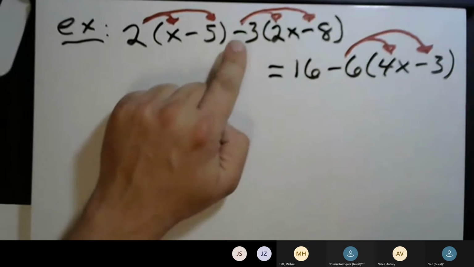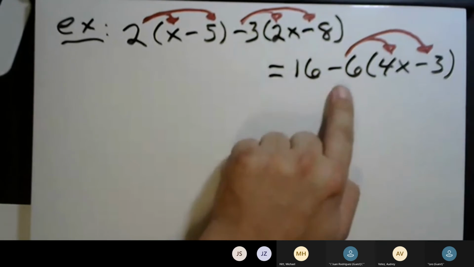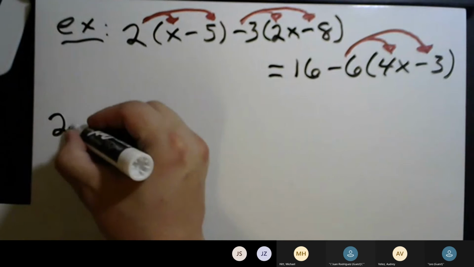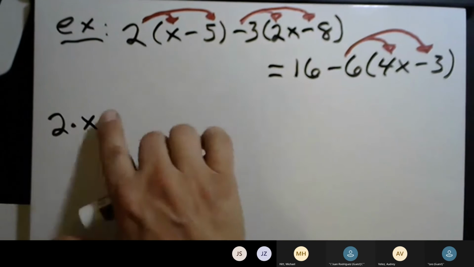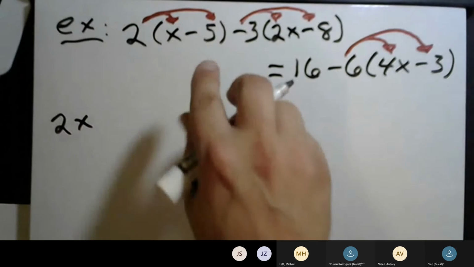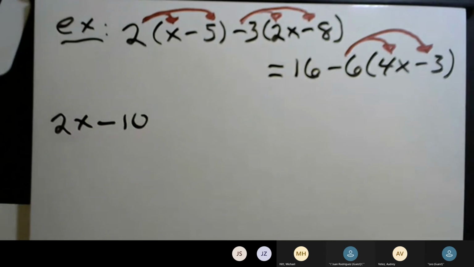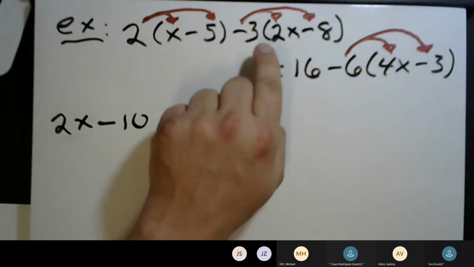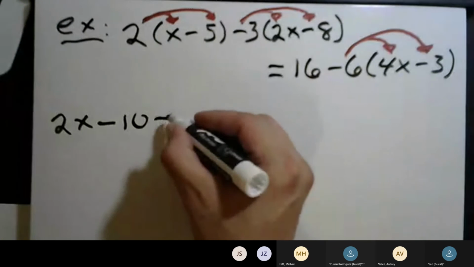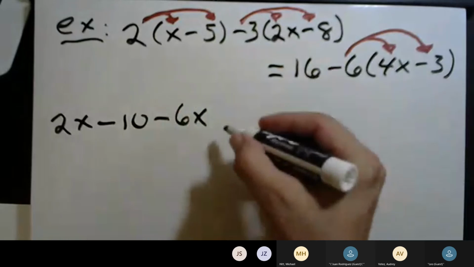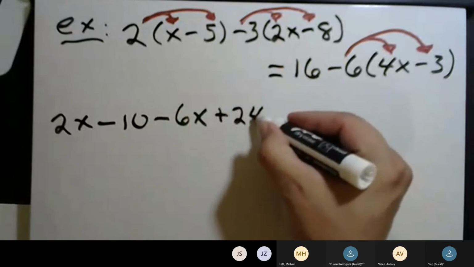Now, when we distribute a number with a minus sign in front of it, it's going to take the minus with it. Same thing here. So we're going to get 2 times x, I'll just write it as 2x. 2 times 5. We have to subtract 10. Now we get to this. Negative 3 times 2x. Negative 6x. Then negative 3 times negative 8 plus 24.